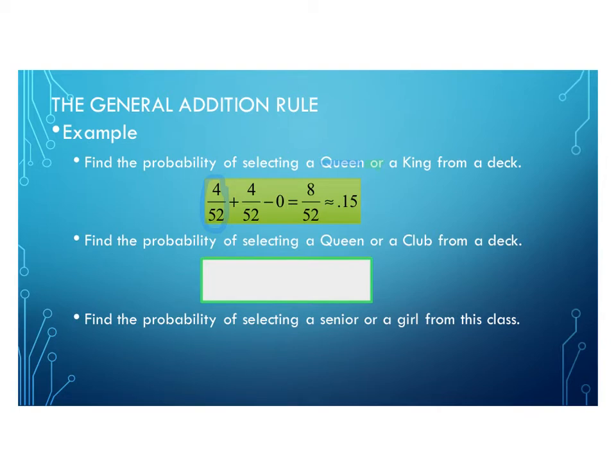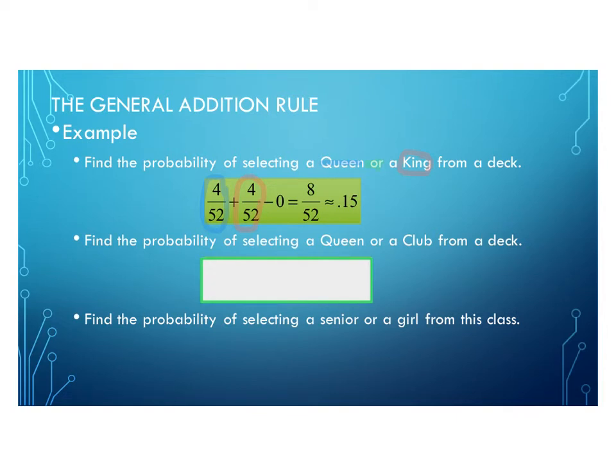And then after the or, we see king. Again, there are also 4 kings in the deck of cards. So we would do 4 over 52 plus 4 over 52. And because you have no card that is a queen and a king, they are mutually exclusive. So we subtract 0, and we do get about 15%.